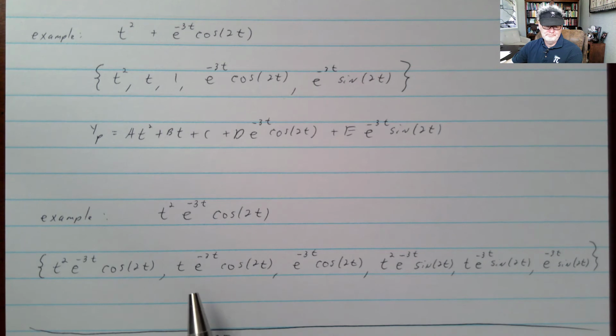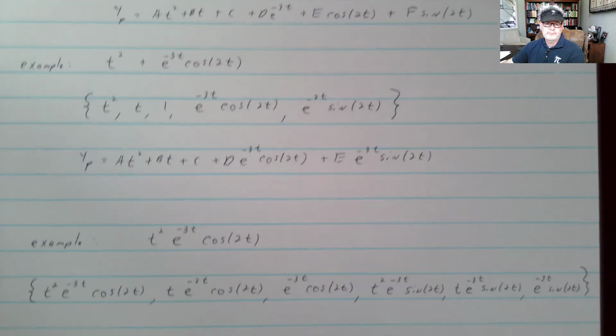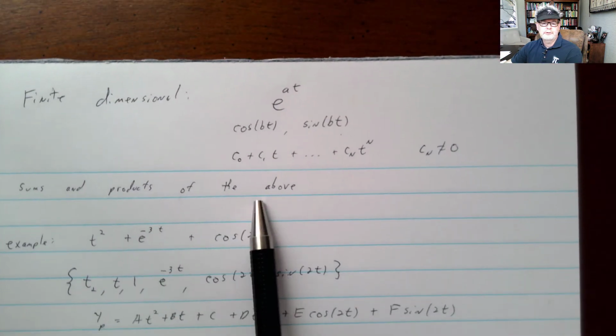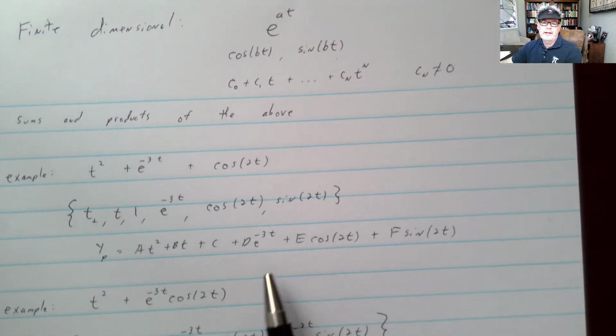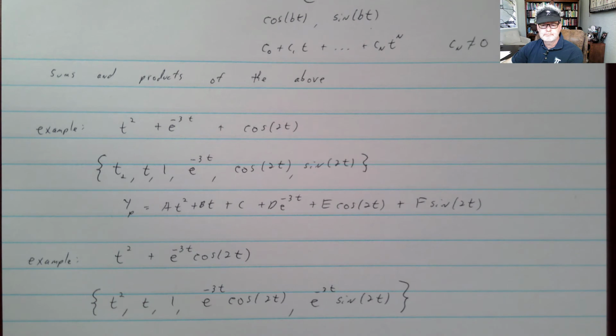So sums and products of these types of functions will always be finite dimensional. And that will be it. There won't be any other types that are finite dimensional.